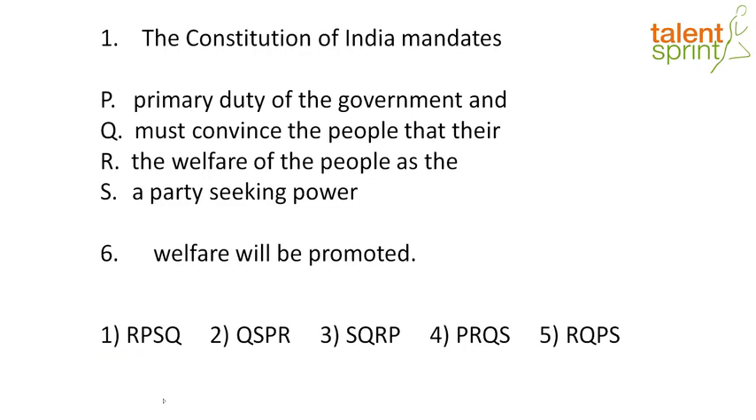So I know that both of these strategies give me the answer as option 1. For the first one, what we've simply done is we've asked questions, we've identified the subject, and then we've identified the action, and then we connected and created the remainder of the sentence. So what is the sequence? The Constitution of India mandates the welfare of the people as the primary duty of the government, and a party seeking power must convince the people that their welfare will be promoted. And the answer is option 1. Let's look at another question of the same pattern to understand this better.